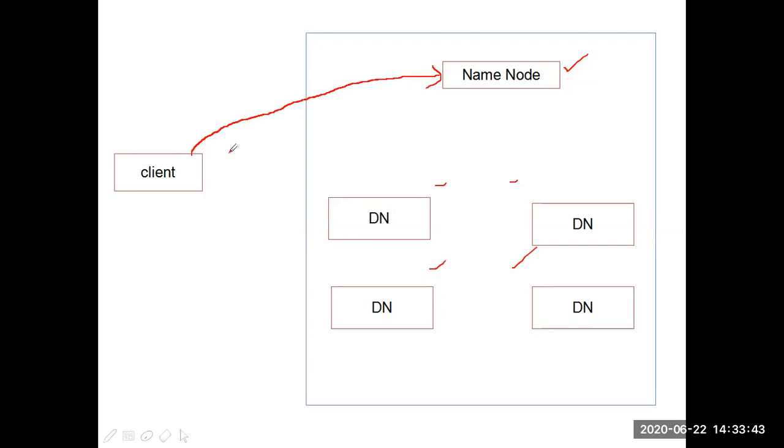Clear? For example, the client has a file named f.txt. He wants to store this f.txt in the HDFS. So he communicated to the name node: I want to store my file f.txt in your location.